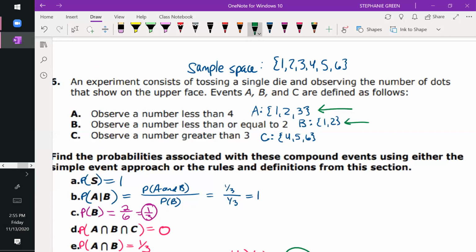Well, yeah. If I rolled a 1, 2, or 3, the probability of B given A is equal to 2 out of 3. Whereas the probability of just rolling a 1 or a 2 in event B is 2 out of 6. If these two events were independent, then these two probabilities would be equal, and they're not. So they are not independent. Next question, are they mutually exclusive? No, they have overlap. 1 and 2 are in both events. So they are neither independent nor mutually exclusive.